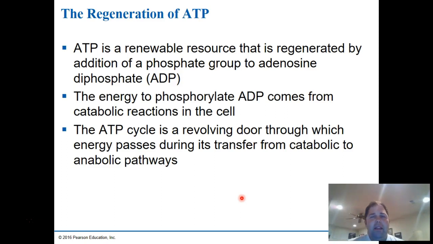ATP is going to be the thing that's used all the time by the cell, so it can be regenerated simply by putting that phosphate back onto the ADP. And we're going to use the energy of catabolic reactions to put the phosphate back on the ADP. And then we can use the ATP to ADP hydrolysis to do anabolic reactions inside of the cell.